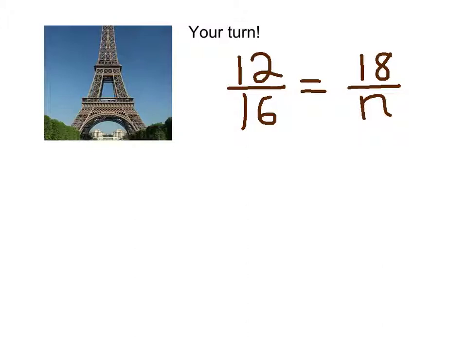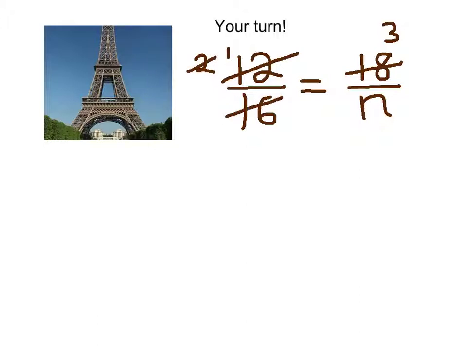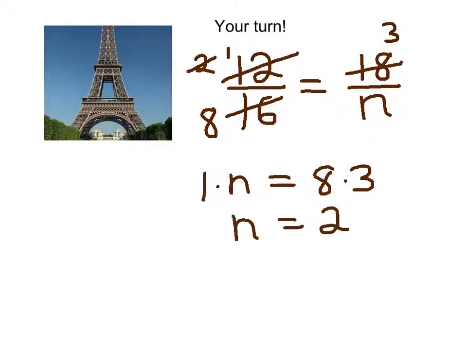All right, I see various ways to box cancel. You can divide the 12 and the 18 by 6, which I'm going to do. That gives me 12 divided by 6 is 2. 18 divided by 6 is 3. I can also go 2 and 16. 2 divided by 2 is 1. 16 divided by 2 is 8. So now my cross products are 1 times n and 8 times 3. So n is equal to 24.